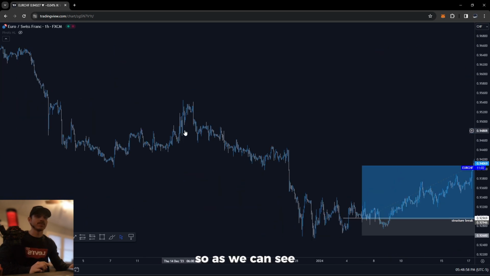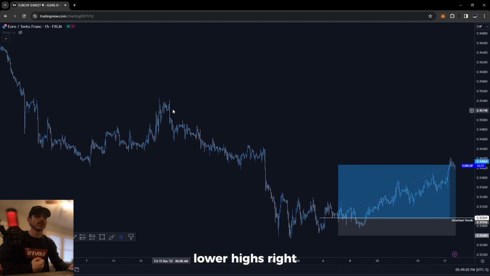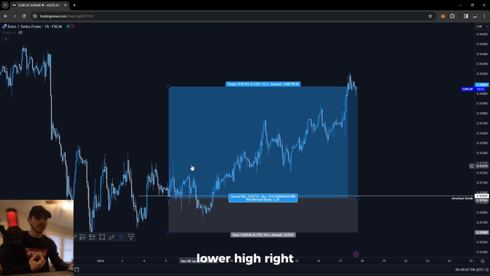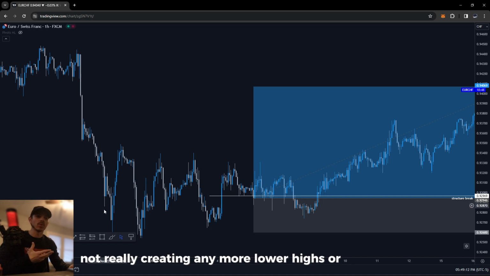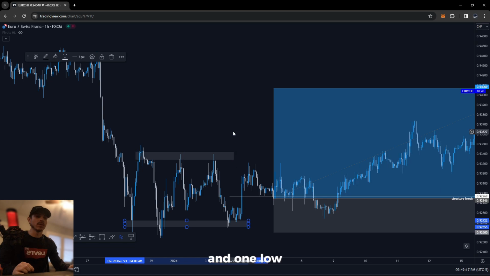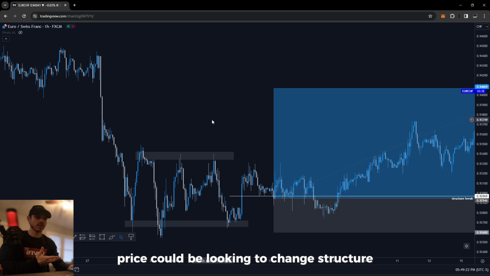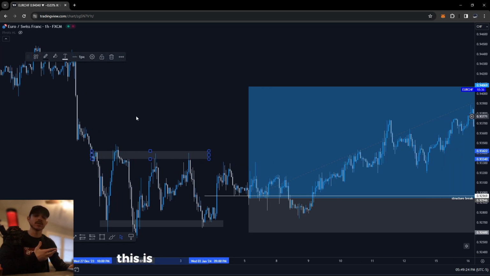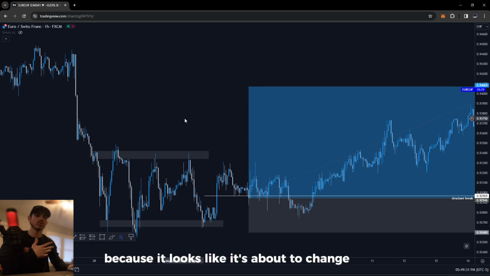So as we can see, the market is in a downtrend. We're creating lower lows, lower highs, right? Lower high, lower low, lower high, lower low, lower high, right? And then we get to a point where the market's not really creating any more lower highs or lower lows. We just get one high and one low. So this is our first signal that price could be looking to change structure. So now this tells me this is a pair that I need to keep my eye on. Maybe give it a little bit more time and attention than the other pairs that I'm looking at because it looks like it's about to change trend.